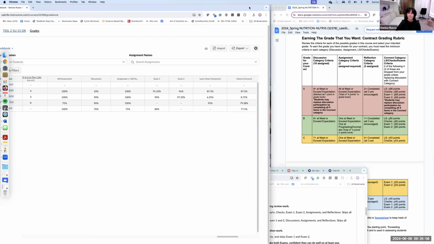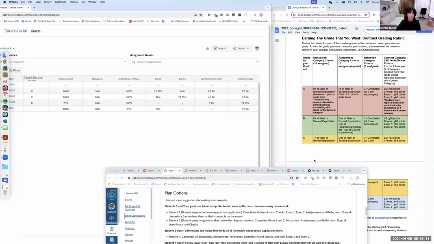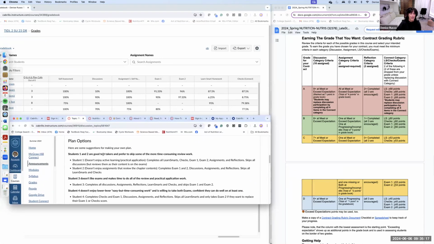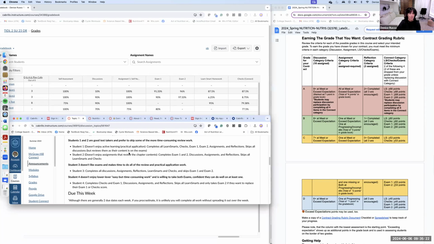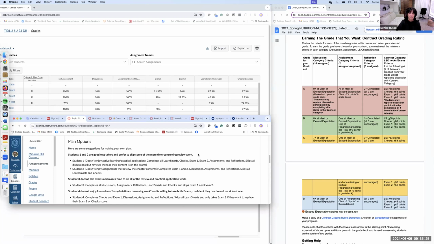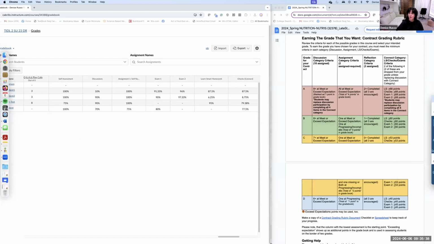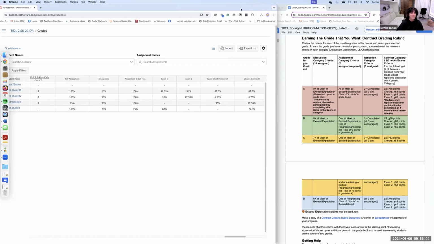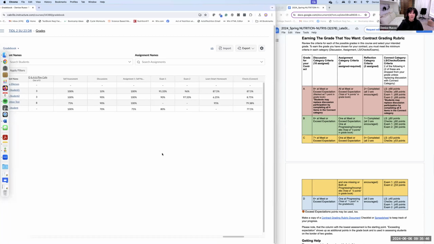Here we go. We're going to start with student 1, and their goal is their plan. Student 1 and also student 2, they're both good test takers, and so they prefer to skip some of the more time-consuming review and practical application work and focus on demonstrating that they've learned about nutrition through the exams. So student 1 doesn't enjoy active learning or practical application, and that comes in the form of discussions in our course. And so they are going to opt out of some of that work.